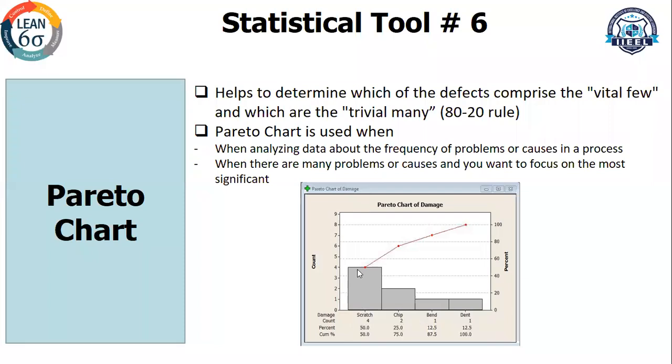Once you put that in, it gives you a descending order bar graph with a cumulative percentage. And you can find out which is contributing 80%. In this case, scratch and chip contribute almost 75% of the issues. And Pareto can be used for any data, starting from marketing to the process.